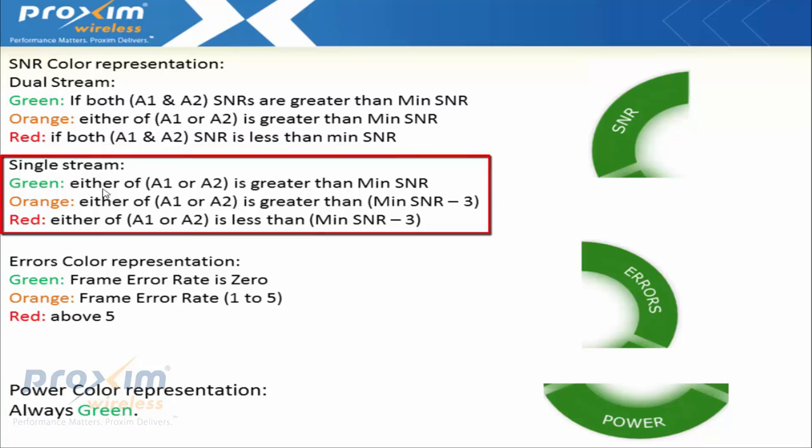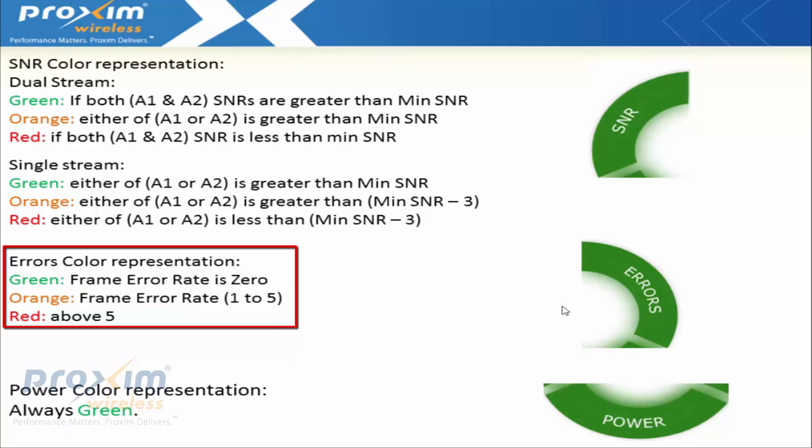In single stream, green is either A1 or A2 is greater than the minimum. Orange is either A1 or A2 is greater than the minimum minus 3 dB. And then red is either A1 or A2 if it's less than the minimum SNR minus 3 dB.